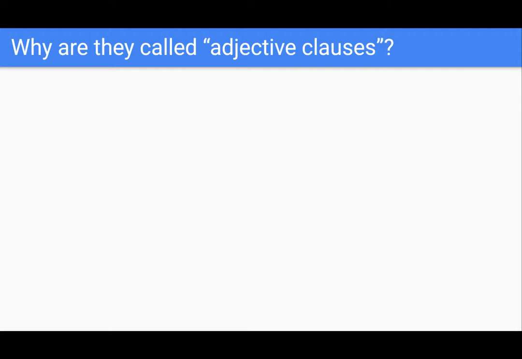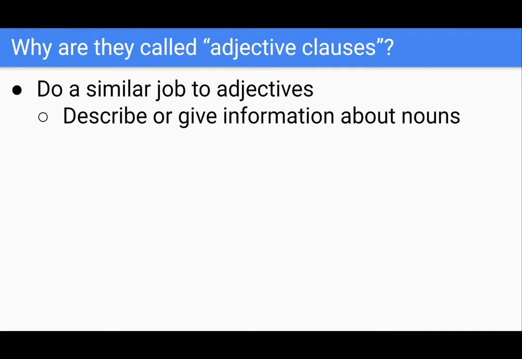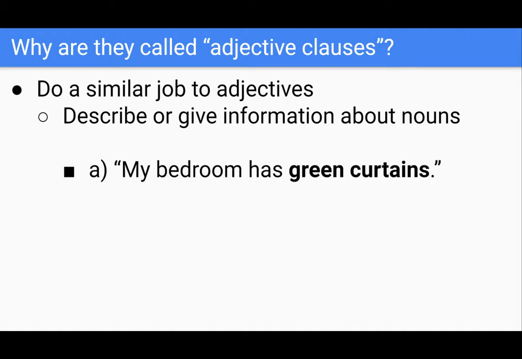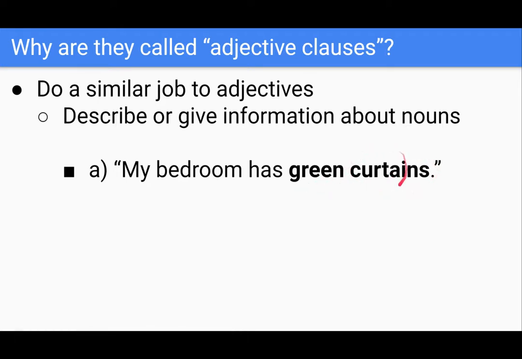Okay. So today, why are these called adjective clauses? Well, that's because they do the same or very similar job to regular adjectives. And regular adjectives describe nouns or give information about nouns, right? So, for example, my bedroom has green curtains. Green is the adjective. It's describing the noun curtains.